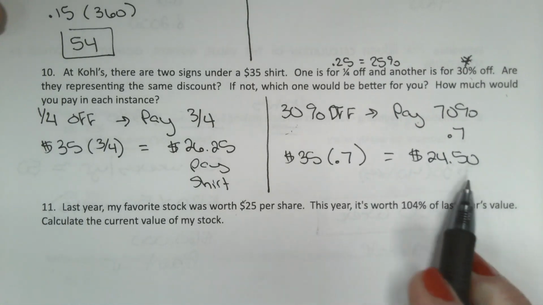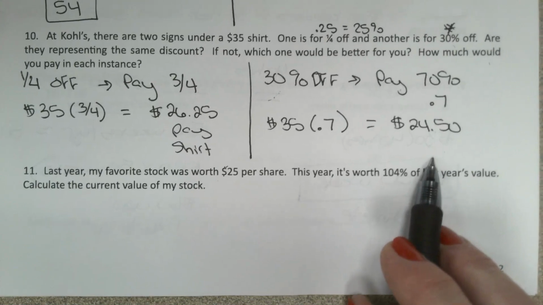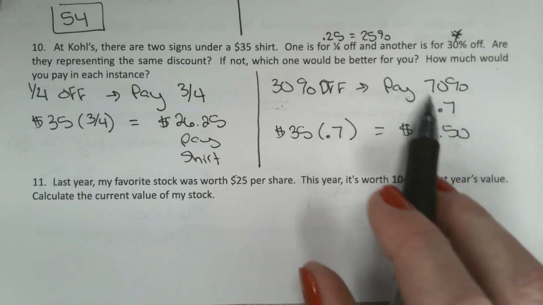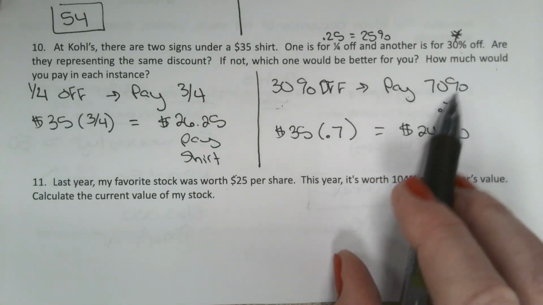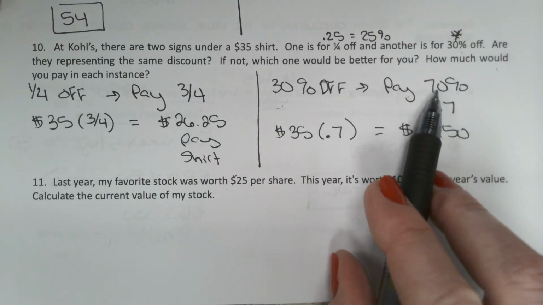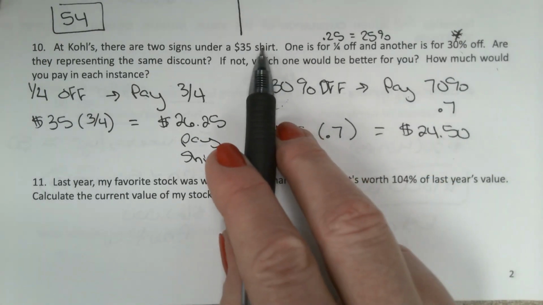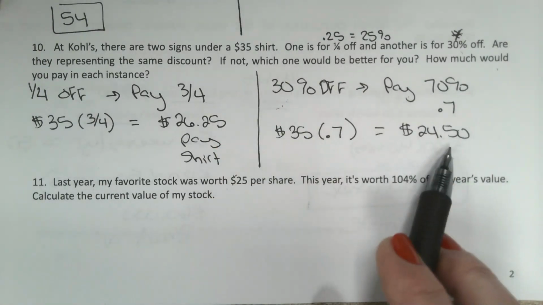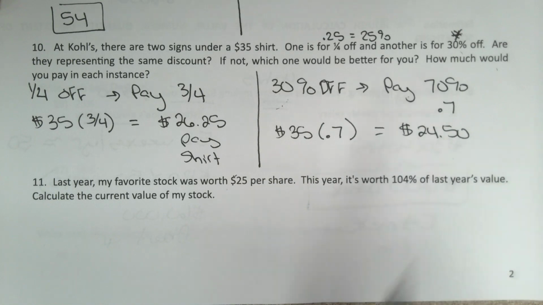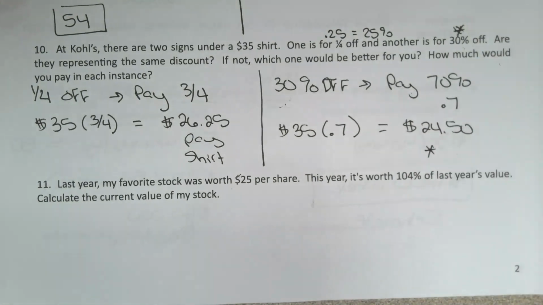this shirt costs $24.50. So this is basically how I go around the sales rack at Kohl's and go, how much is something going to cost? If it's on the 30% off rack, I know that I'm going to pay 70%, so like 7 times 35, and then I adjust the decimal. And so this one is the better deal.